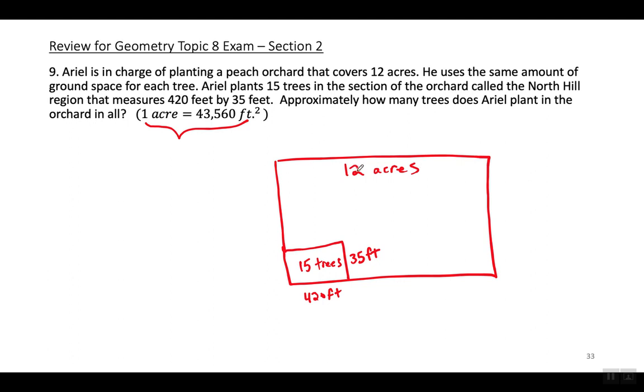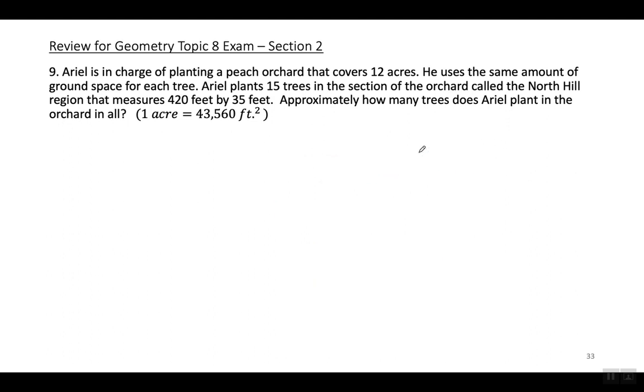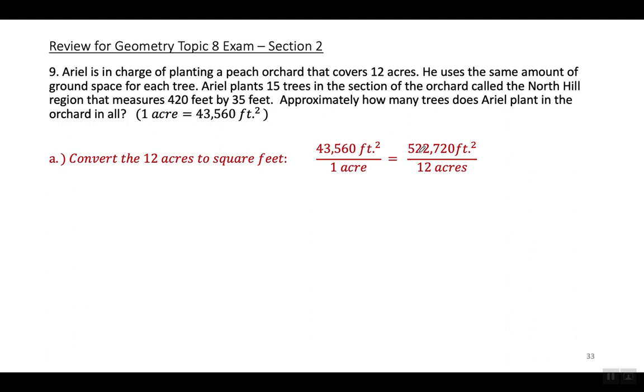Once I change this to square feet, I can then divide by the area of this little rectangle here. The area would be 420 times 35. That'll tell me how many times this rectangle appears in the 12 acres. Then whatever number that is, I multiply it times 15 trees, and that'll tell me how many trees I'll need to fill up the entire 12 acres. Hopefully that made sense. I've got it all mapped out for you step by step.